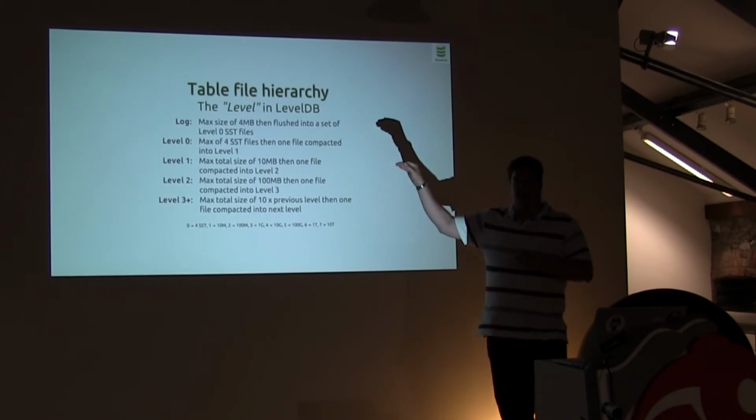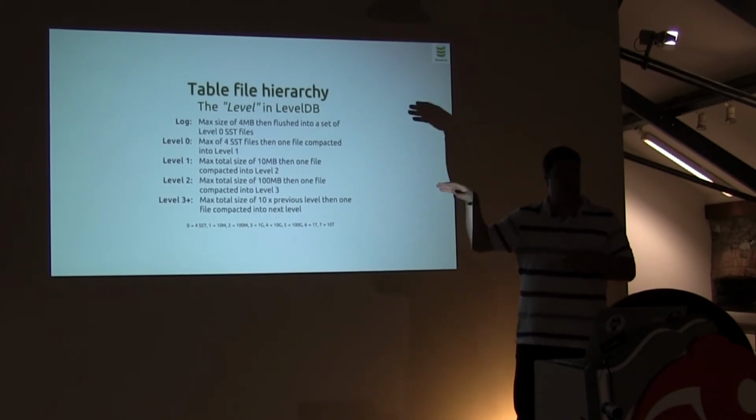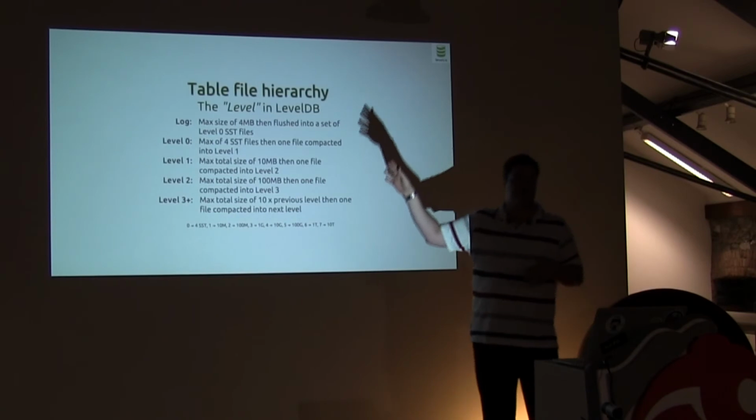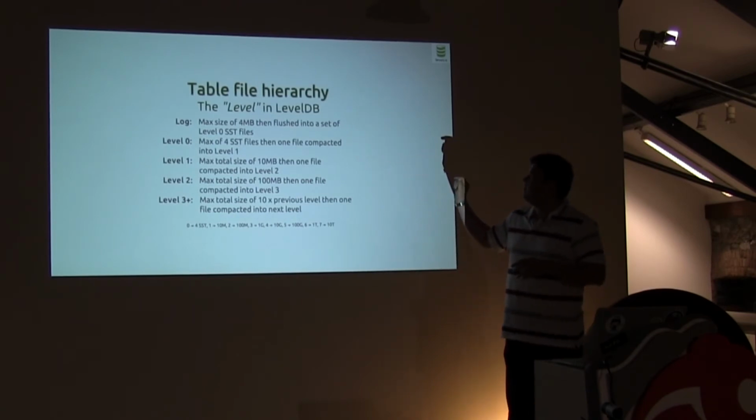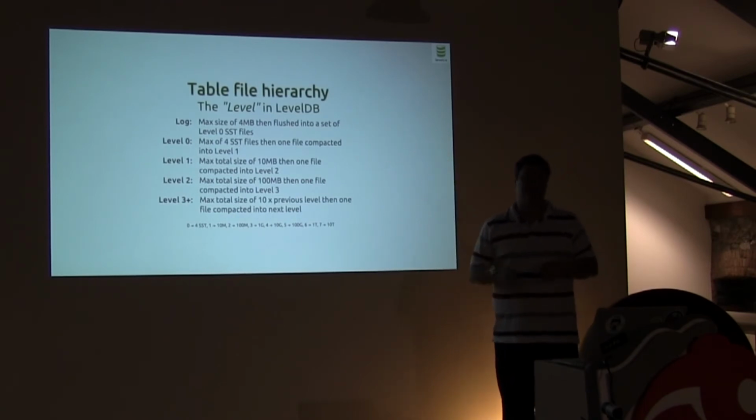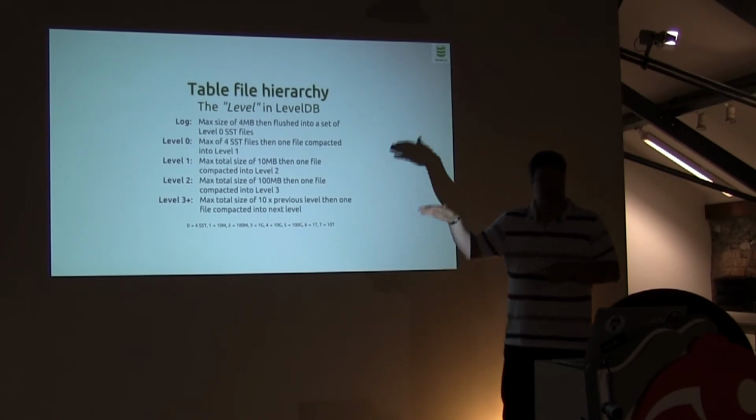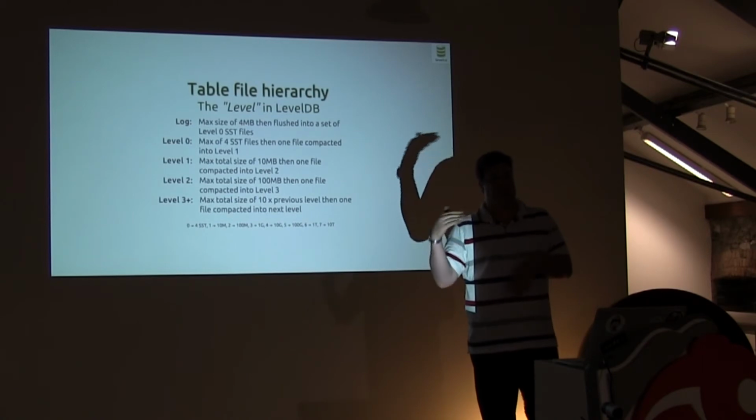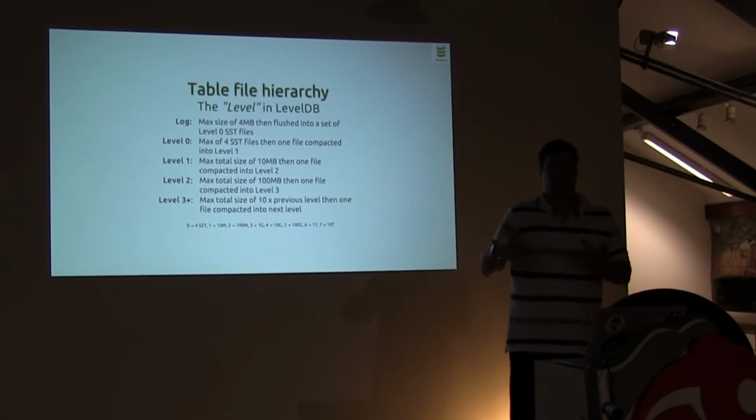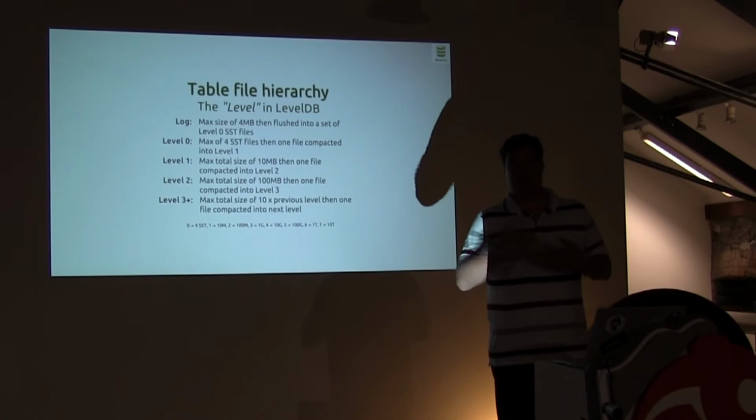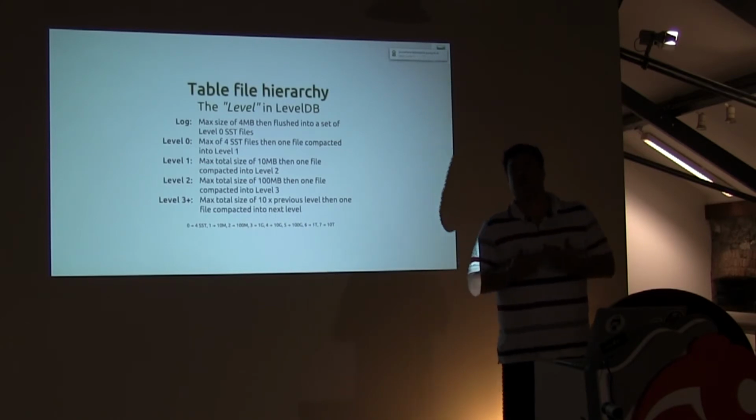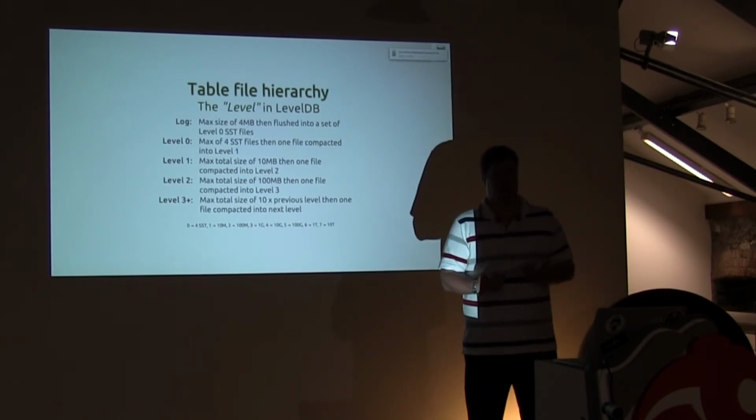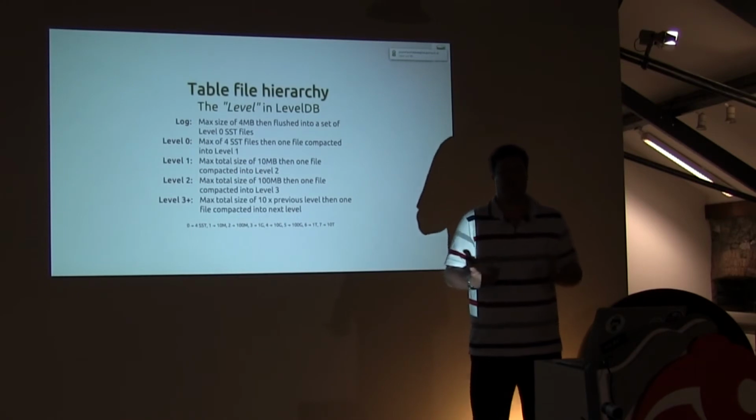At the top we've got the log. So this is the mem table or the log file. That's just incoming values. It's not particularly interesting, except that it has a maximum by default of 4 megs. You can change that, but as the writes come in, when it reaches the limit, 4 megs, LevelDB will, in a background thread, take those values and merge them into a batch of SST files that it calls level 0.